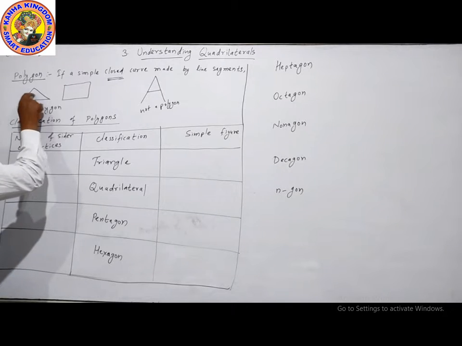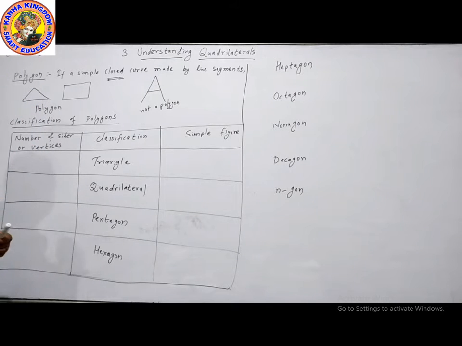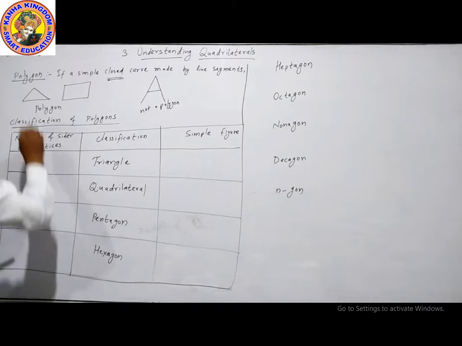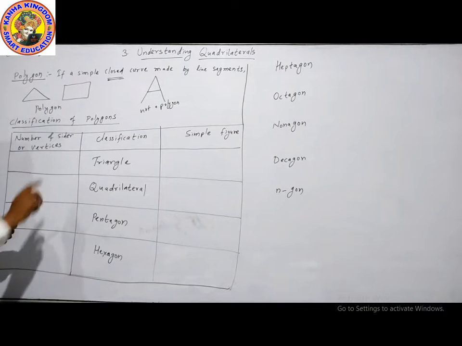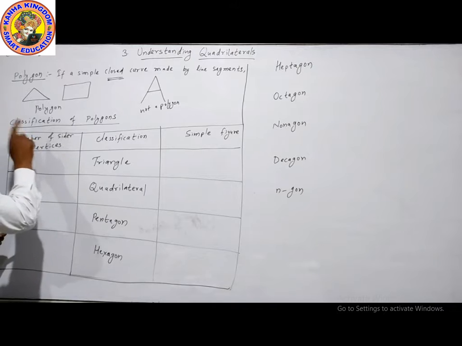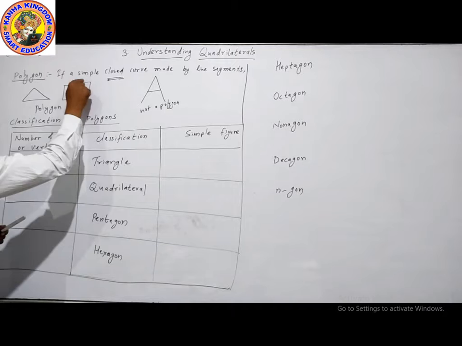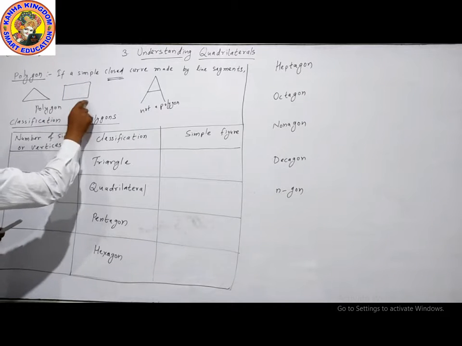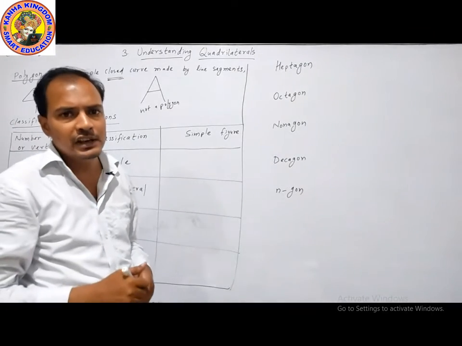In this diagram we have 1, 2, 3 lines means 3 sides. There are 3 sides and vertex means top point, 1, 2, 3. There are 3 points. 3 sides, 3 points means vertex. 3 sides and 3 vertex. 1, 2, 3, 4, 4 sides. 1, 2, 3, 4, 4 vertex. Means the vertex and the side of polygon will be equal.